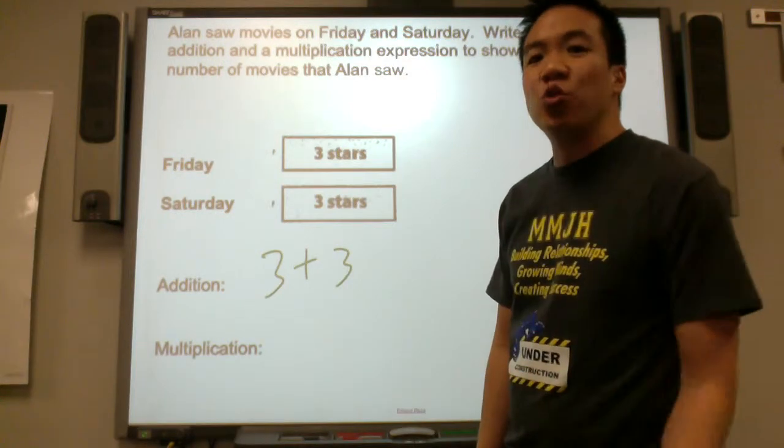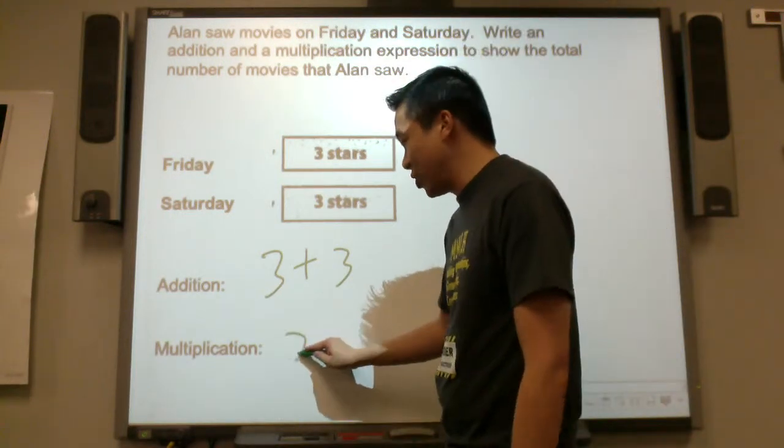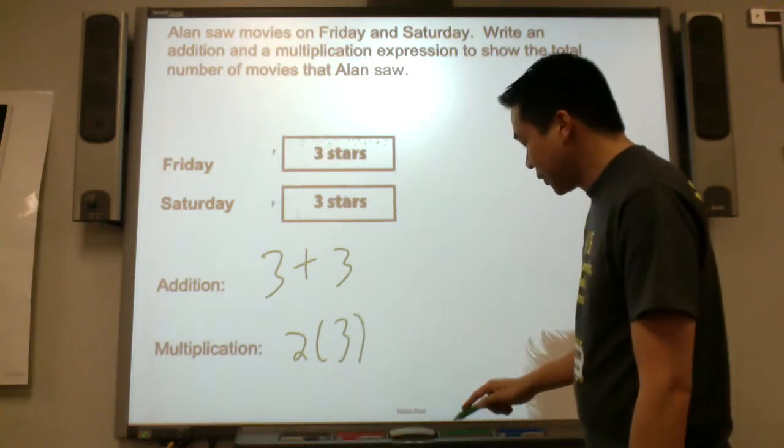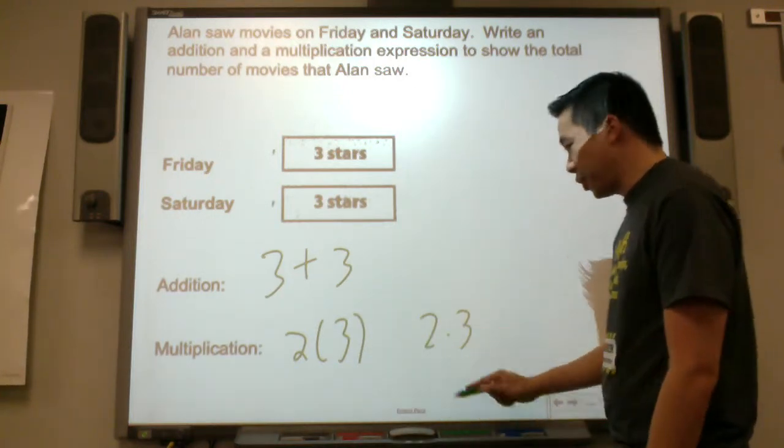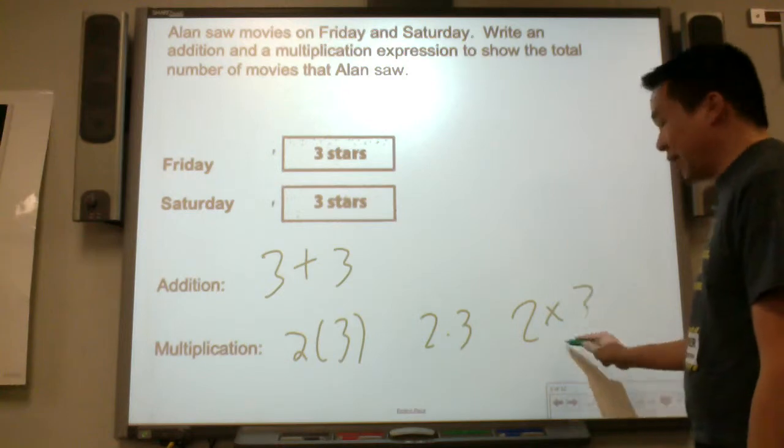What's another way to write that using multiplication? You can write it as 2 groups of 3. You can write it as 2 times 3. You can write it as 2x3, like that one.